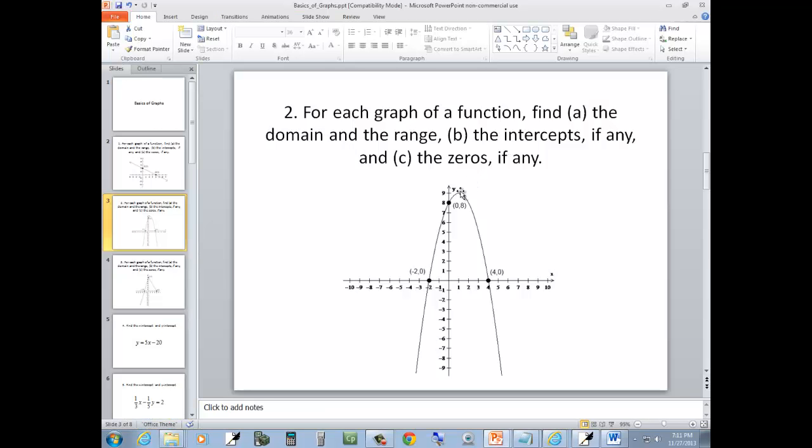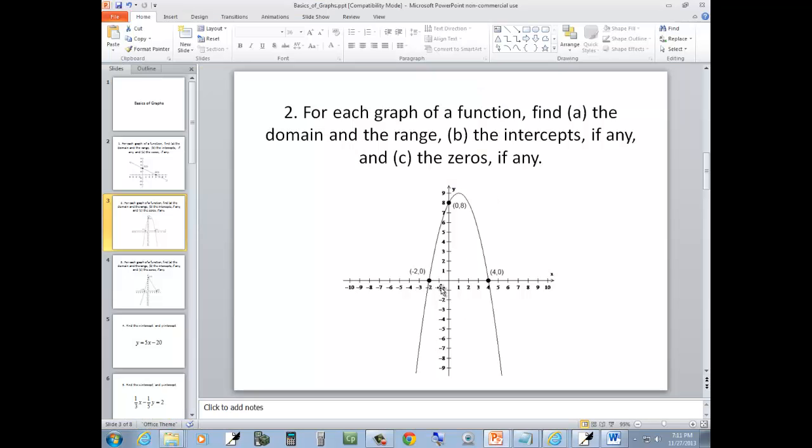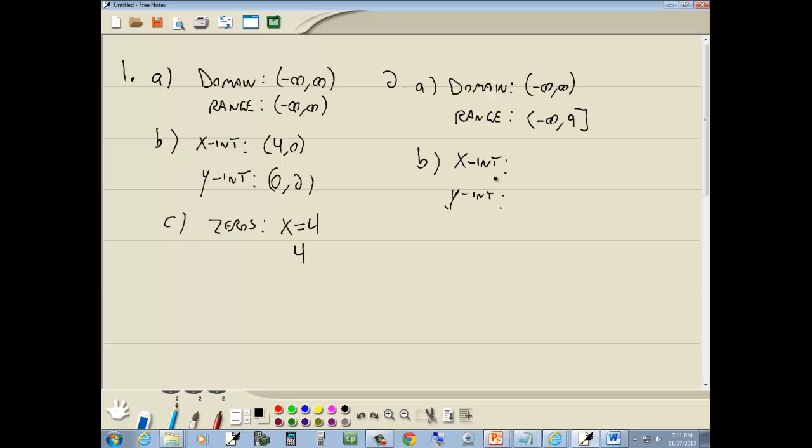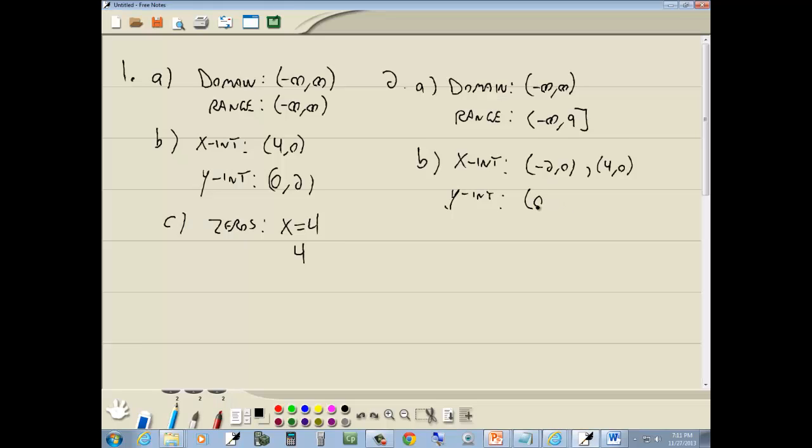You can pretty well assume it'll always be a bracket on a number, unless you see an open dot, looks like an open circle on it. Well, our x-intercept and y-intercept. X-intercept is where it crosses the x-axis. Well, it looks like negative 2, 0, 4, 0. So it'll be negative 2, 0, and 4, 0. Our y-intercept is where it crosses the y-axis, which looks like 0, 8.